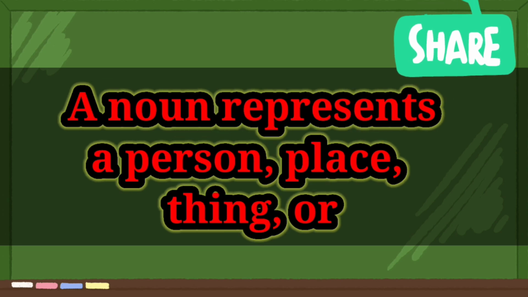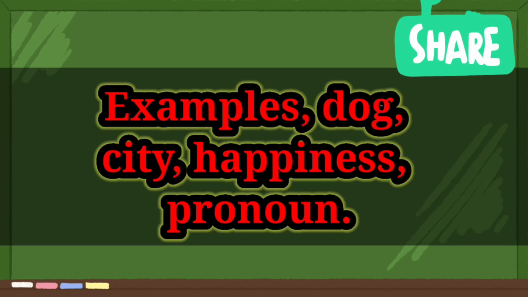Noun. A noun represents a person, place, thing, or idea. Examples: dog, city, happiness.